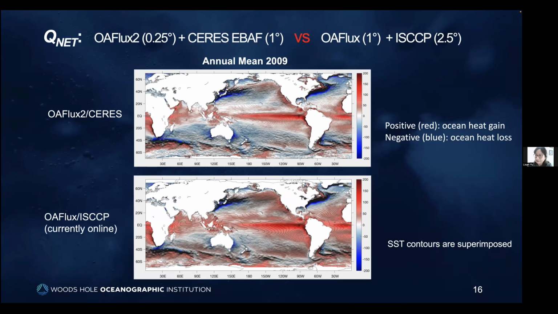Once we have the products, you want to see how the global fields look. Here is a comparison between our old version and the new version. The OAFlux 1 degree versus ISCCP 2.5 degree are currently online, and 2009 is the last year of the early version, so we compare that year just for comparison purposes. You can take any year and get a similar pattern. On an annual mean basis, the red indicates the ocean is gaining heat, and the blue shows the ocean is losing heat.